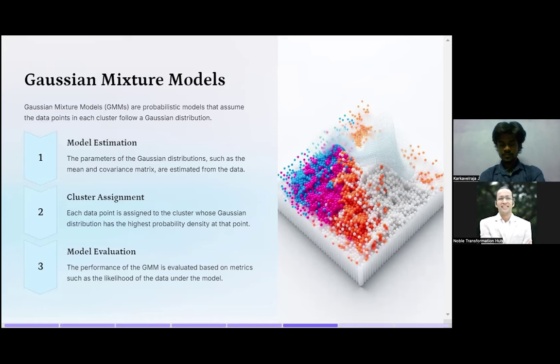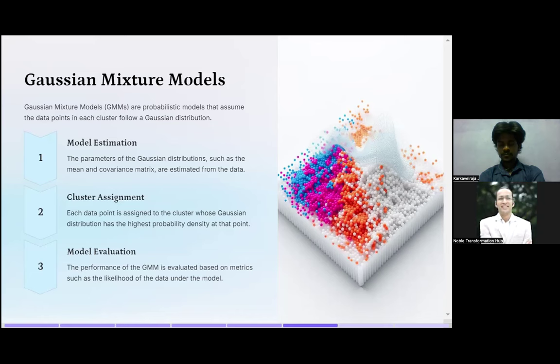Okay, then cluster assignments. Each data point is assigned to a cluster whose Gaussian distribution has the highest probability density at that point. So each data point is assigned to a cluster whose distribution has the highest probability density.